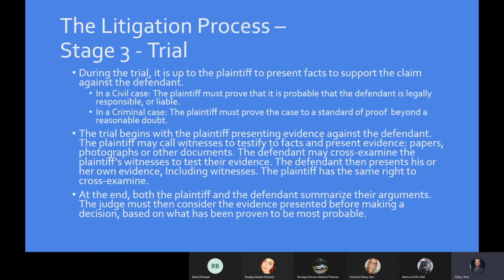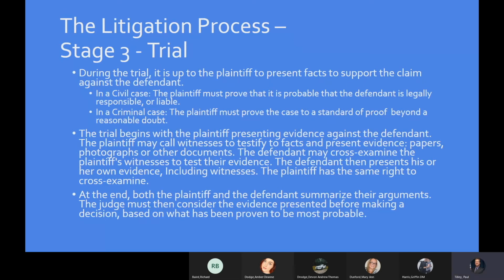So the trial begins when the plaintiff presents evidence against the defendant. The plaintiff may call witnesses to testify to the facts, papers, photographs, and so on. The defendant then can cross-examine the plaintiff's witnesses to test the evidence. And the defendant then presents his or her own evidence, including witnesses, and the plaintiff can in turn cross-examine. So the process is the person suing makes their case, and the person that's being sued gets to rebuff that.